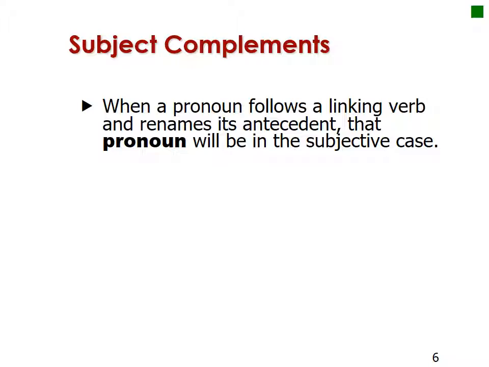Subject complements. When a pronoun follows a linking verb and renames its antecedent, that pronoun will be in the subjective case. An example is, it was he who volunteered. The linking verb is was, and he is the word that's following it. The caller might have been she. Again, the linking verb is might have been, and she is the pronoun that follows it that should be in the subjective case.